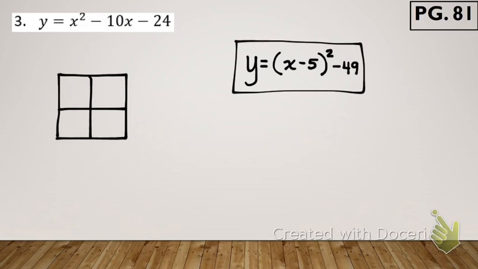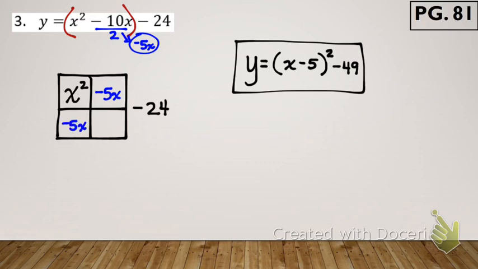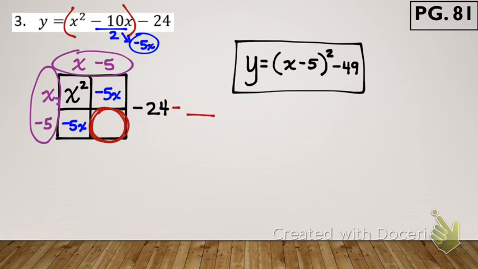So I have my x squared in the upper left. I have the minus 24 out at the back. Minus 5x, minus 5x, because we take this and cut it in half so that it can be the same on both sides. That's how we get x minus 5 and x minus 5, or x minus 5 squared. So then I'm going to add something here, but if I add something, I'm going to have to take that exact same thing away again. What do I put down there?